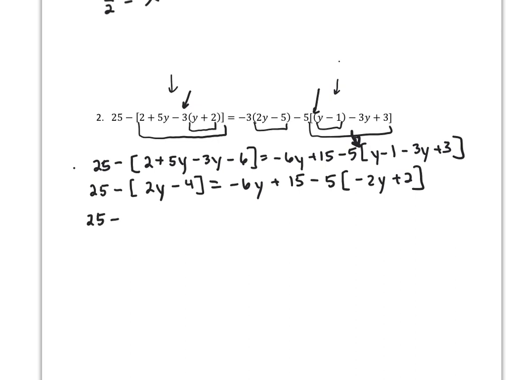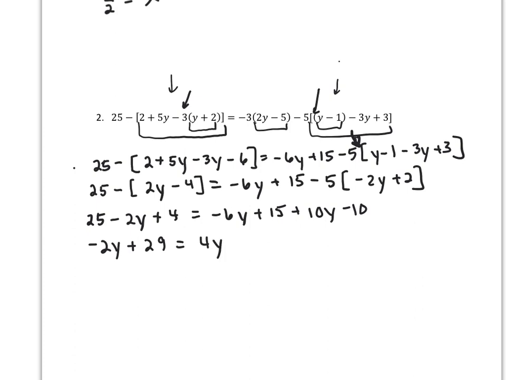That's 25 minus 2y plus 4 equals negative 6y plus 15. You cannot subtract 5 from 15 because you still have multiplication. Now distribute the negative 5, and that's going to be plus 10y minus 10. Combine like terms on both sides, and that's negative 2y plus 29 equals 4y, combine your y's, plus 5.